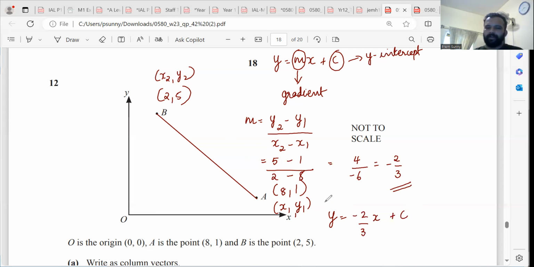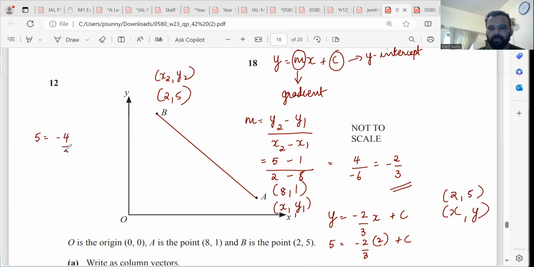I'm going to take 2, 5 here. So 2, 5 means instead of x in this equation, I will be substituting 2, and instead of y, I will be substituting 5. So 5 equals minus 2 by 3 into x, which is 2, plus c. I'm going to continue on the left-hand side. So 5 equals minus 2 into 2, which is minus 4, by 3 plus c. We need to make c the subject. So minus 4 by 3 goes to the other side. It becomes positive 4 by 3. So 5 plus 4 by 3 equals c.